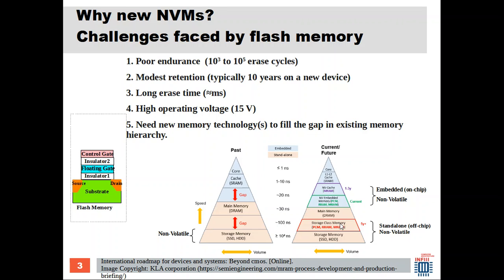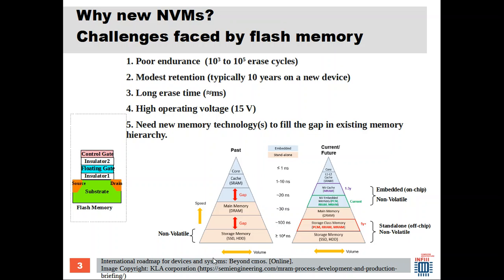So why do we need new NVMs at all? Because this book is about resistive RAM, an emerging non-volatile memory. That's because of a few limitations identified by IRDS, the International Roadmap for Devices and Systems. They've identified a few problems with flash memory in the near future: the endurance, the high erase time, and the high operating voltage, almost 15 volts.